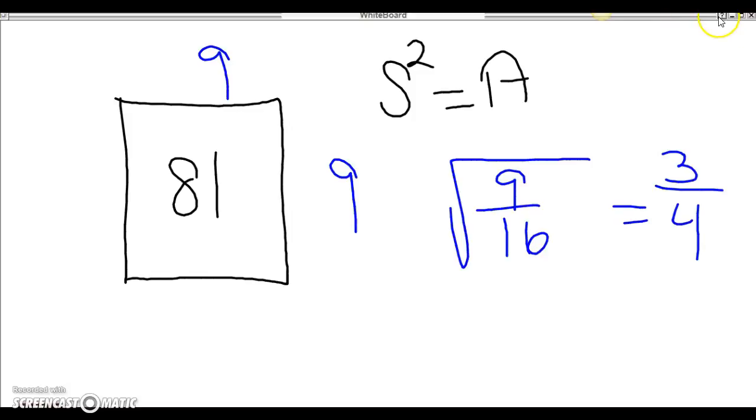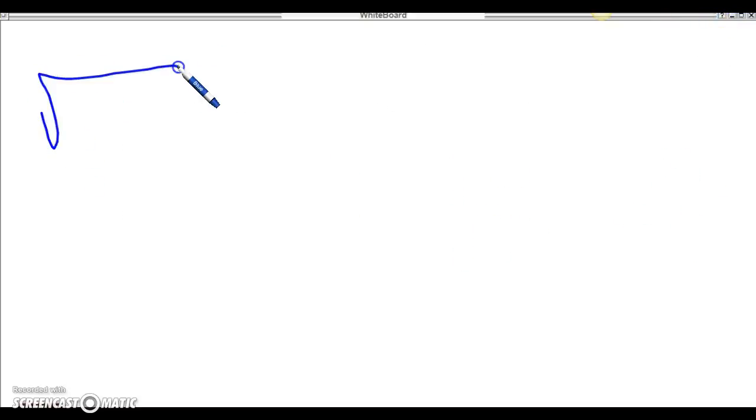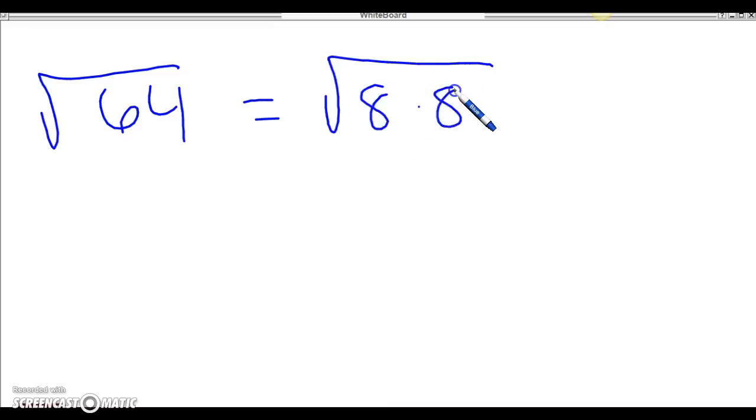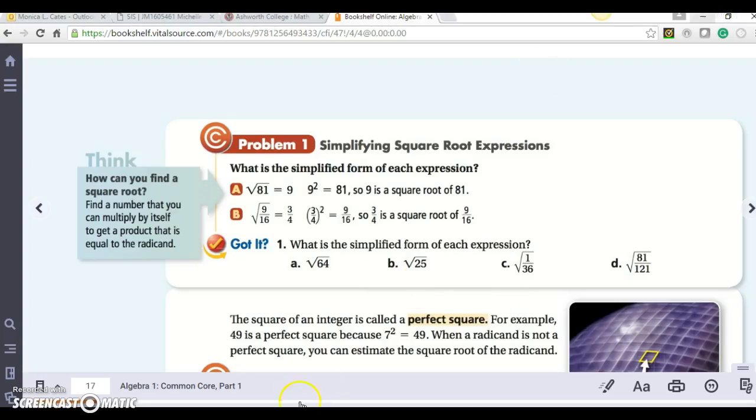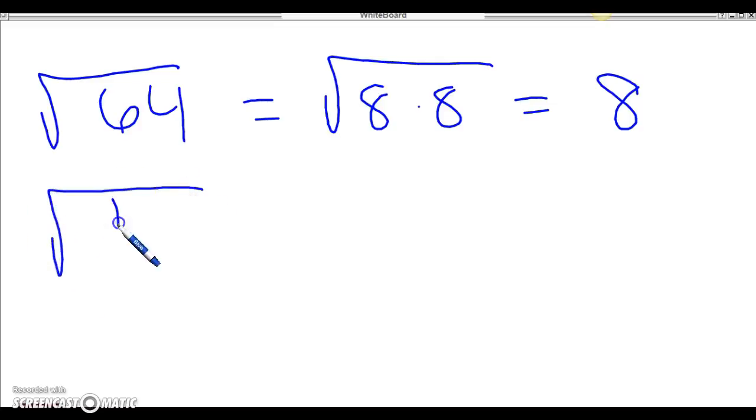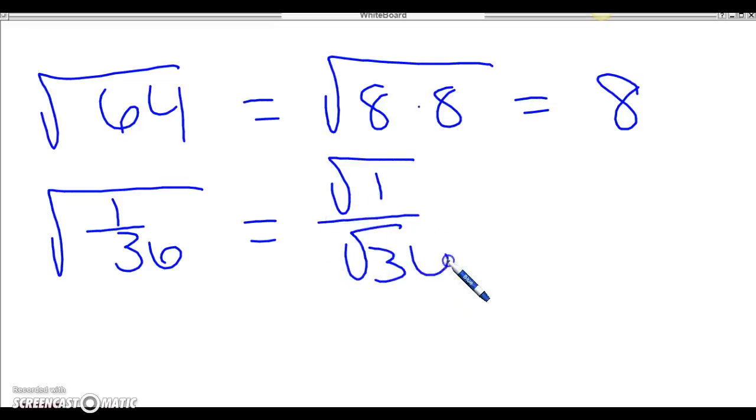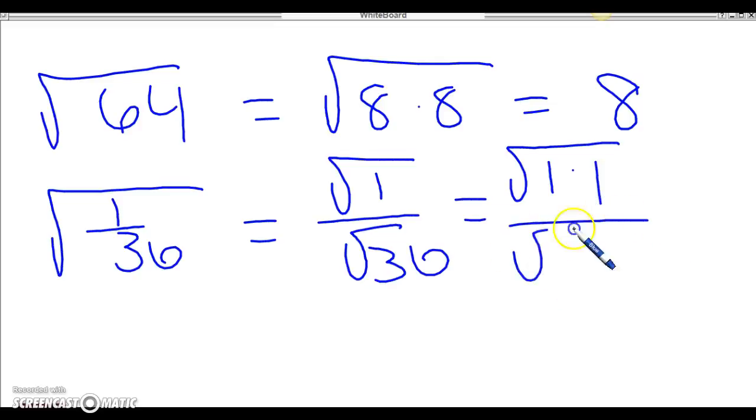All right, what is the simplified form of each expression? For the first one, I have the square root of 64. I'm looking for a number that I can multiply 2 times to get 64. I know that 8 times 8 equals 64, so the square root of 64 is 8. For the next one, 1 over 36, again I can look at it as 1 over 36. 1 times 1 gives me 1, and 6 times 6 gives me 36. So the square root of 1 is 1, and the square root of 36 is 6.